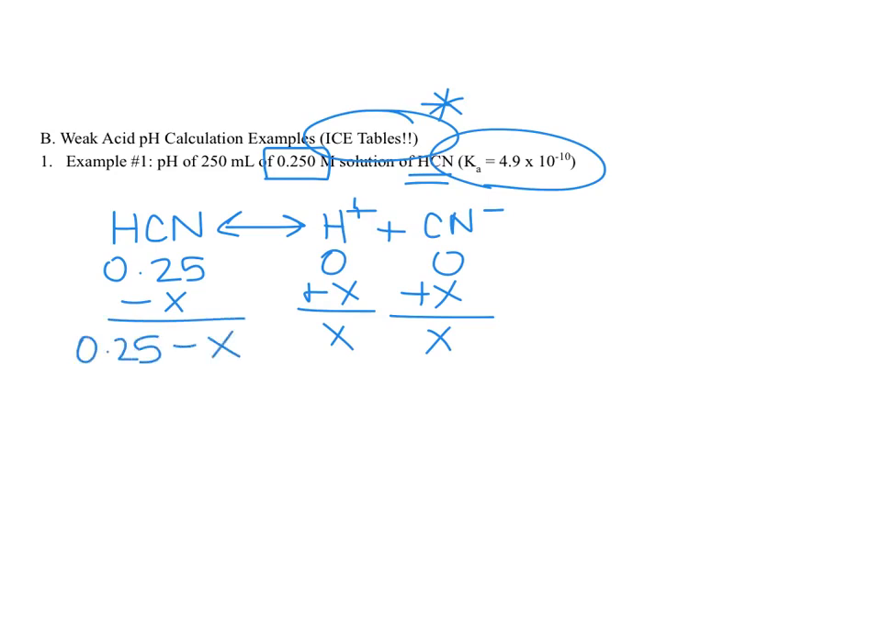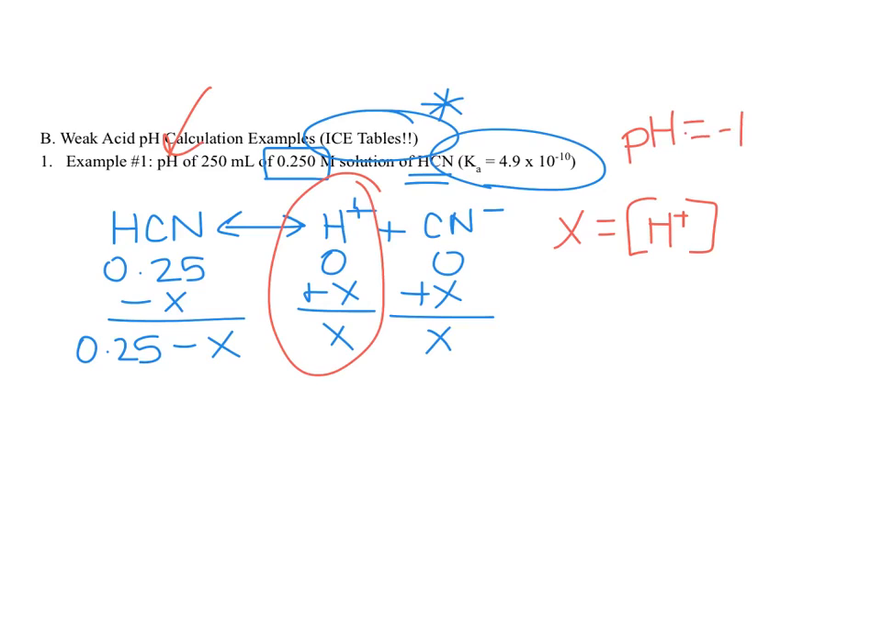Now, notice that X is going to equal my hydrogen ion concentration. And if I'm calculating pH, pH is the negative log of that hydrogen ion concentration. So if I can solve for X, then I can just plug that in there to calculate my pH value.